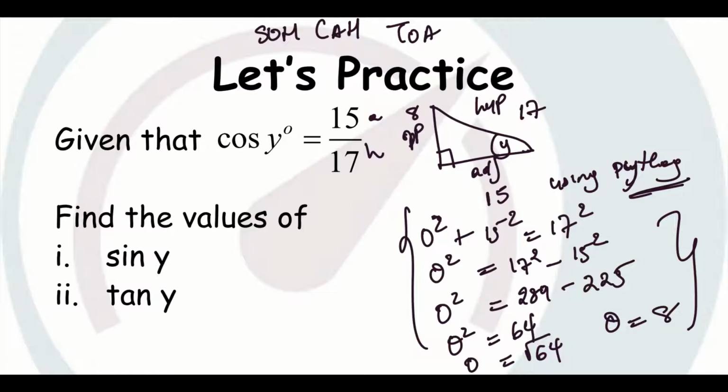So we have all our sides. The opposite side has a value of 8, the hypotenuse has a value of 17, and the adjacent side has a value of 15. So hence sine y is equal to the opposite over the hypotenuse, and tan is equal to the opposite over the adjacent. So sine y is 8 over 17, and tan y is 8 over 15.